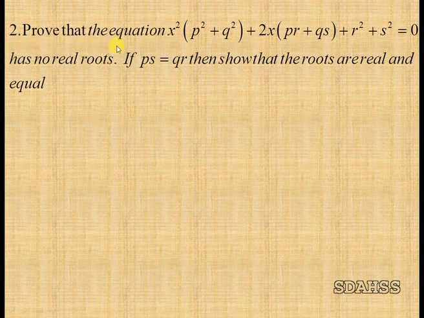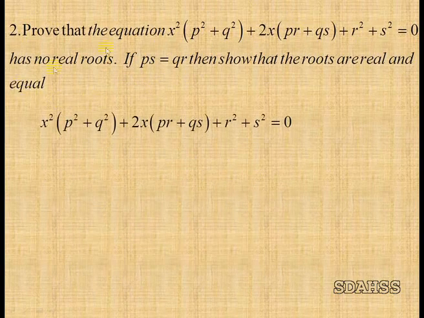Second sum. Prove that the equation x square into p square plus q square, plus 2x into pr plus qs, plus r square plus s square is equal to 0 has no real roots. If ps is equal to qr, then show that the roots are real and equal.